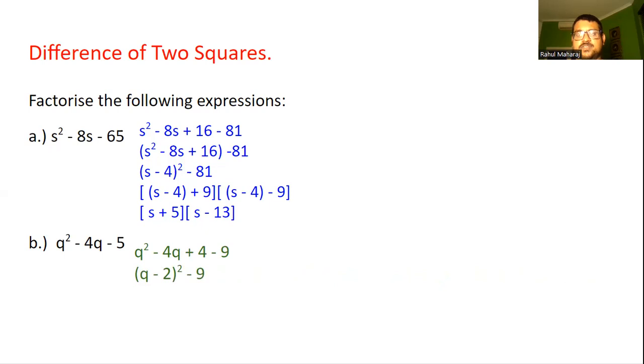And we have a difference of two perfect squares, which we can factorize as a difference of two squares. And then we simplify and we get the factors q plus 1 times q minus 5.